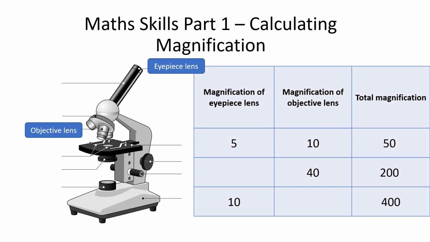So you could be asked how to calculate the total magnification of the microscope. This is not calculating the magnification of an image, which we'll come on to in a moment. This is calculating the magnification being used. So how you do this is you do the eyepiece magnification multiplied by the objective lens magnification. So if the eyepiece is 5 and the magnification of the objective lens is 10, you've got a total magnification of 50. This one you would have to do some division, so you do 200 divided by 40. Okay, and this one you do 400 divided by.